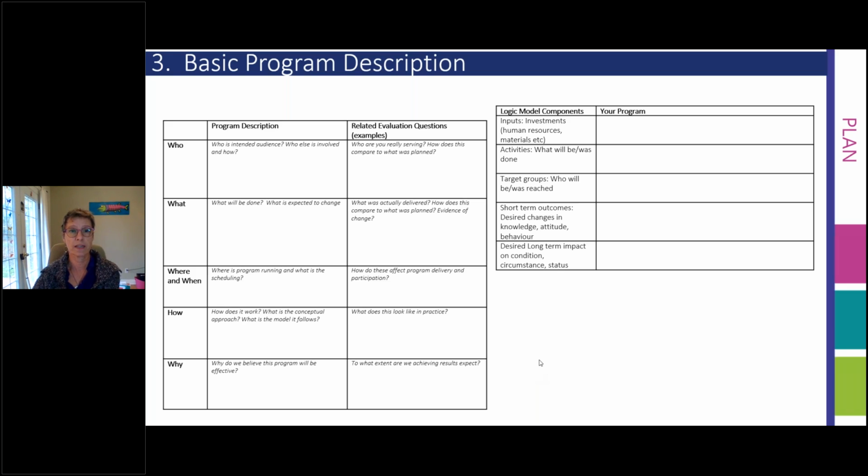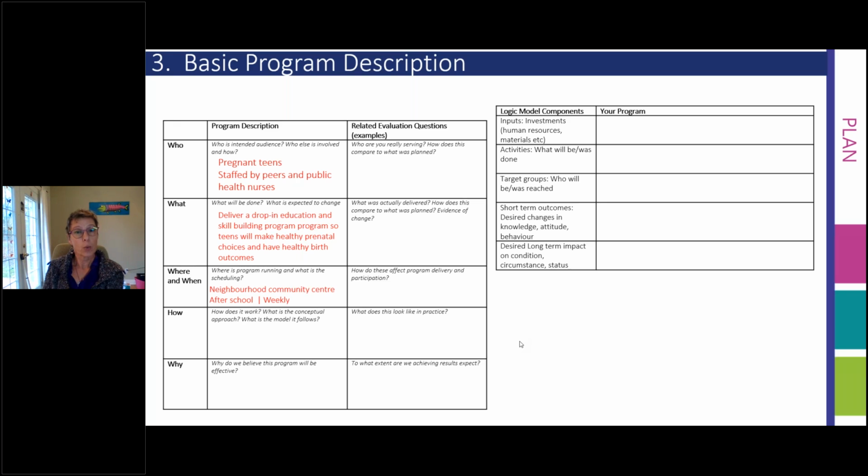So for who's the intended audience, who else is involved, and how: the pregnant teens are part of, just following on, the previous project that we were talking about before. The intended audience are pregnant teens, and the program is staffed by peers and public health nurses. What's being done is a drop-in program, providing education and skill building and some social time, so that teens will make healthy prenatal choices and have healthy birth outcomes. Where is it happening? It's happening in a neighborhood community center, after school, weekly.